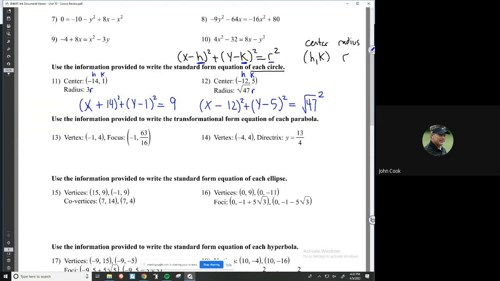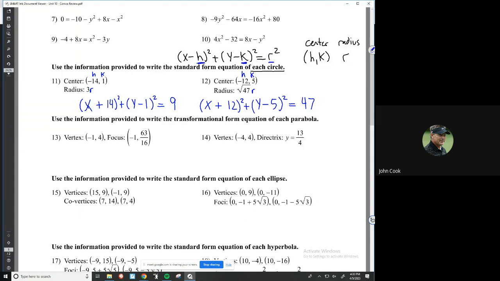Subtracting a negative is the same as adding. The square root of 47, squared, is just 47. The square and the square root cancel out. There it is in standard form. So there's 11 and 12. The next thing we have is a parabola. So parabolas are a little weird.